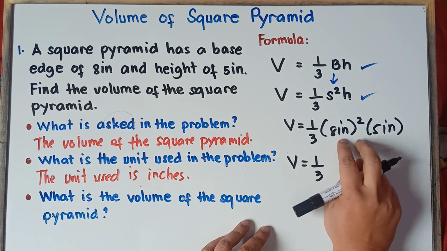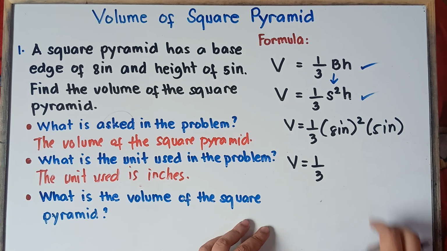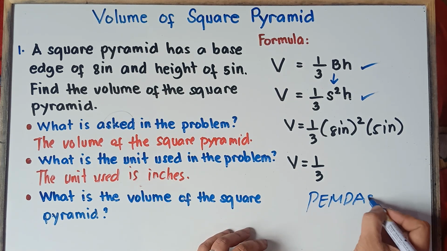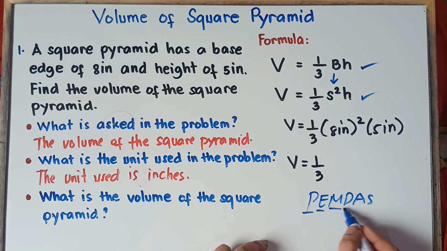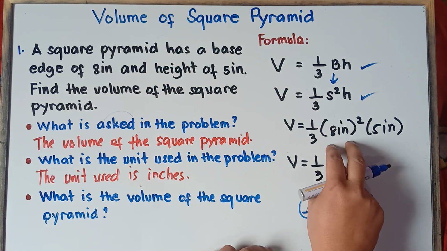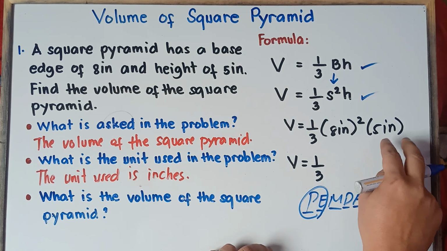Once again, class, simplify this one first before you multiply. You always follow PEMDAS, class. Do you still remember PEMDAS? Parentheses, exponents, multiplication, division, addition, subtraction. So parentheses, exponents come first before multiplication. So simplify this one first before you multiply it by 5.